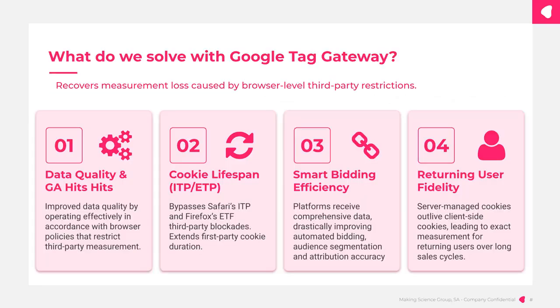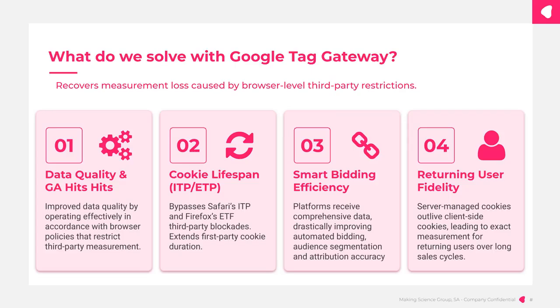Why does this matter? Because modern browsers, especially Safari and Firefox, aggressively restrict third-party measurement. With GTG, we operate entirely within a first-party context. That means improved data quality, extended first-party cookie lifespan, better returning user fidelity, and stronger smart bidding performance across Google Ads and Display and Video 360.